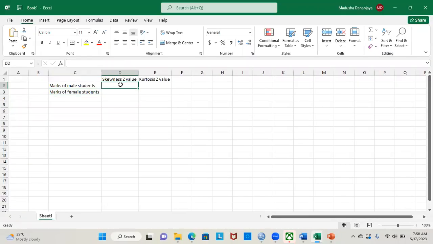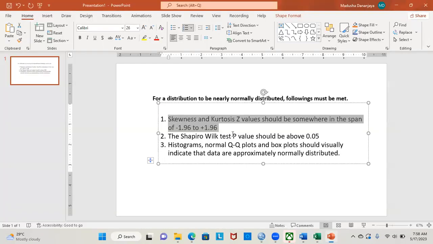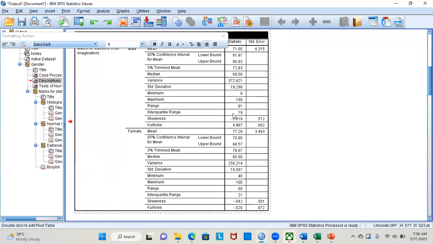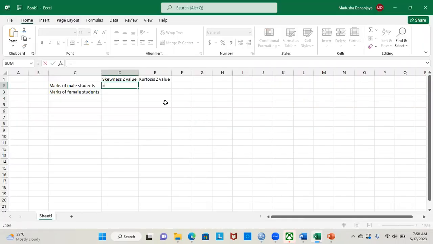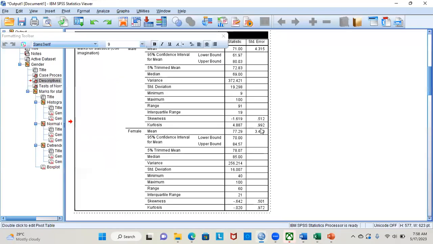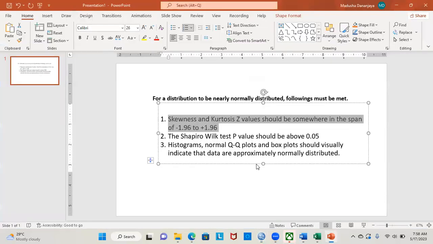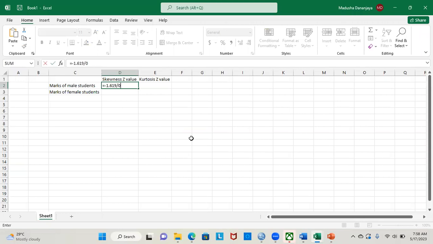So let's calculate the skewness Z value. Marks for male students, skewness is minus 1.619, divided by the standard error, 0.512.